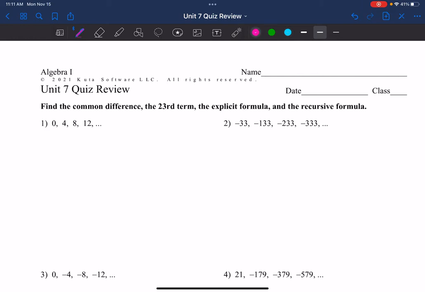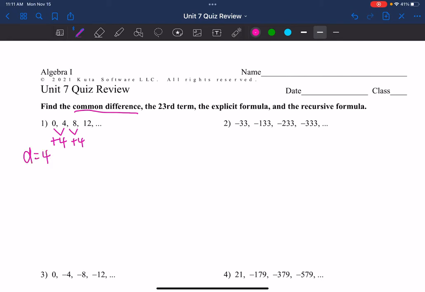So the first thing that we need to do to be able to find our explicit and recursive formulas as well as the 23rd term, we have to be able to find our common difference. So to find our common difference with arithmetic sequences, we're trying to figure out what that number is that's being added or subtracted to the previous term. So to go from 0 to 4, we are adding 4 each time. So my common difference here would be 4.